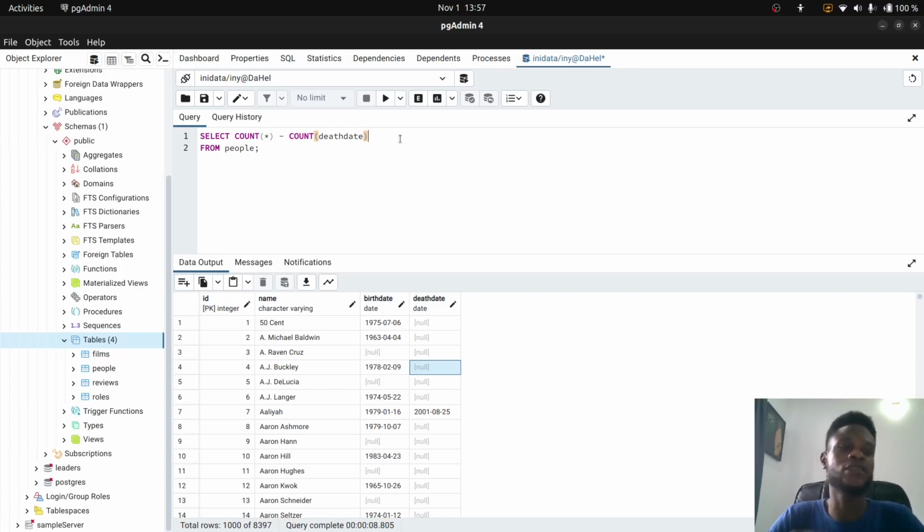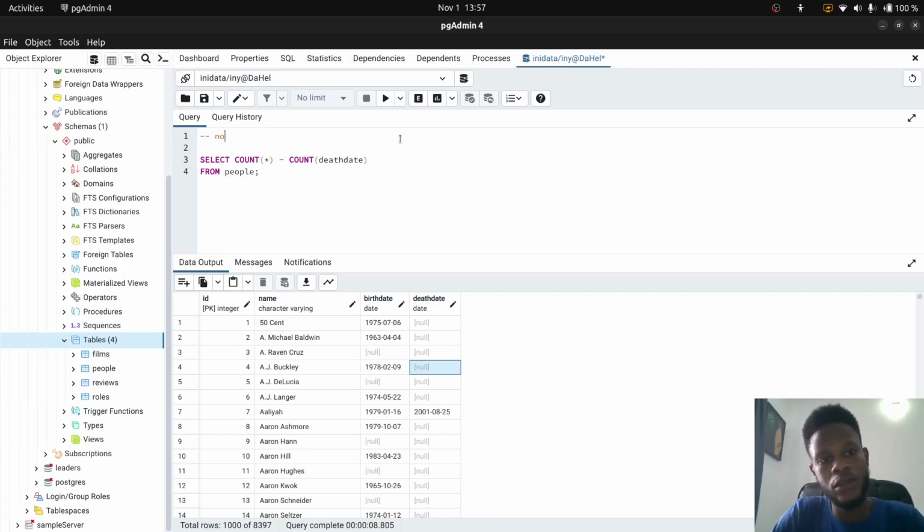The formula is number of people. Let me write that in. That'll be number of people alive divided by the total number of people, and times 100. So this part is commented, it won't affect our code.